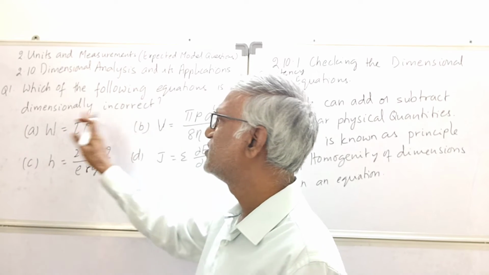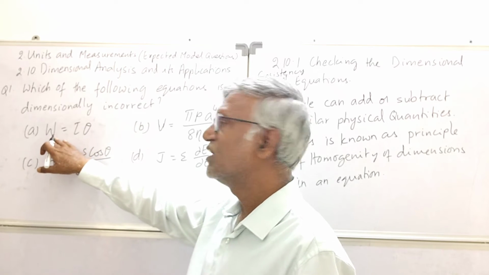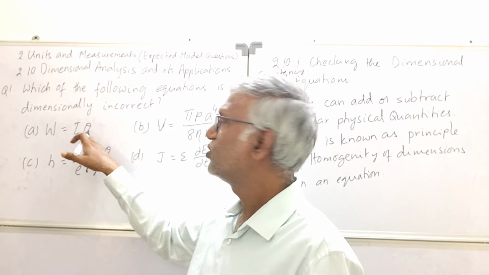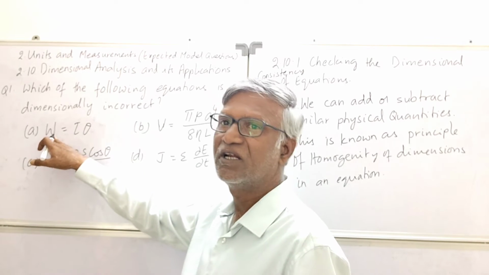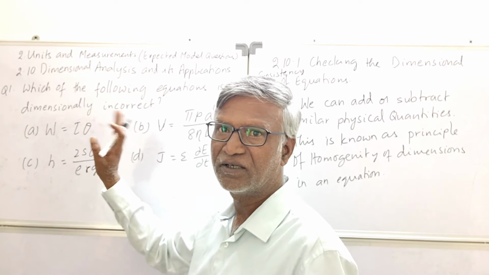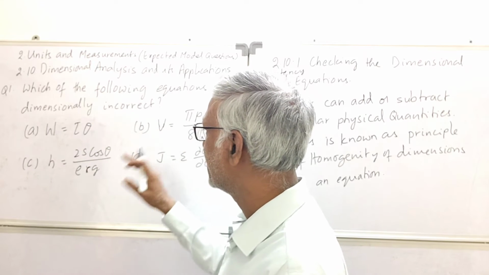The unit of work is W. The convention is the same. Anyhow, I will explain each and every term also. Work done, torque is torque, theta is the angle. So torque is Newton meter, theta is not having any units, and work done is also having Newton meter as the unit. So this is dimensionally correct. Directly we can check. This we will see later.